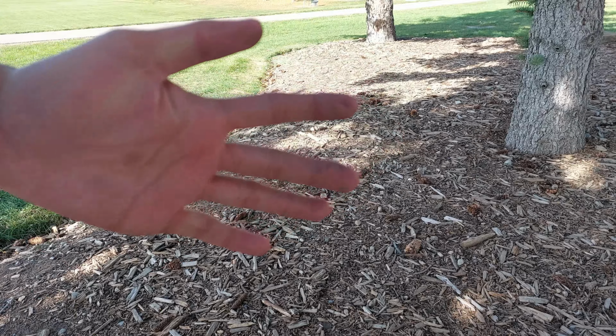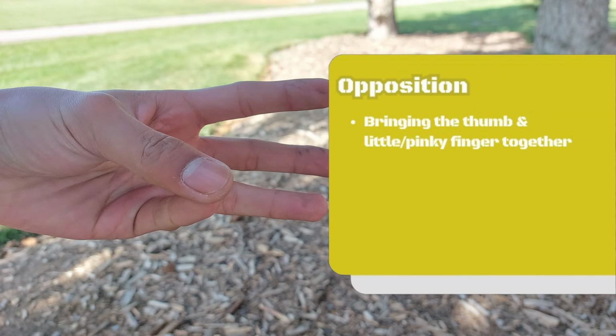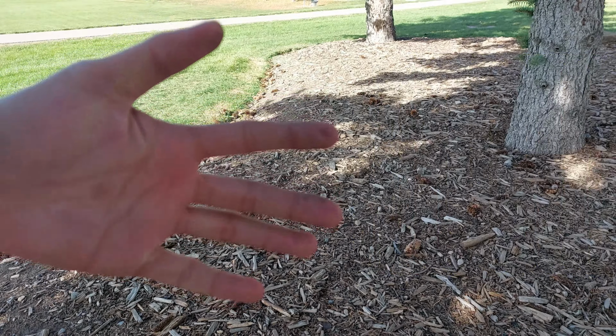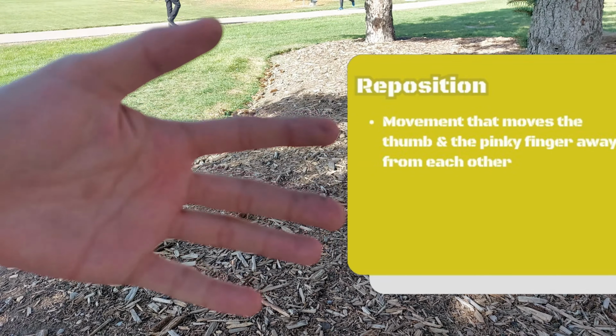Going back to our hand, by bringing the thumb and little finger together, that's called opposition. However, if we do movement that moves the thumb and the pinky finger away from each other, effectively reversing opposition, we define that as reposition.